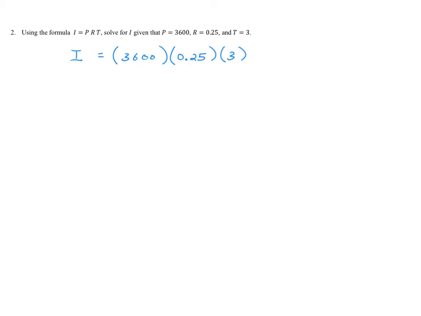And really this can be done almost instantly right in a calculator, so I'm going to do that. That's 3,600 times 0.25 times 3. And the answer that I get is 2,700. And that is it for this problem. A very simple idea. If you're given an equation and then you're given certain values for the variables, you can plug them in and easily simplify it.